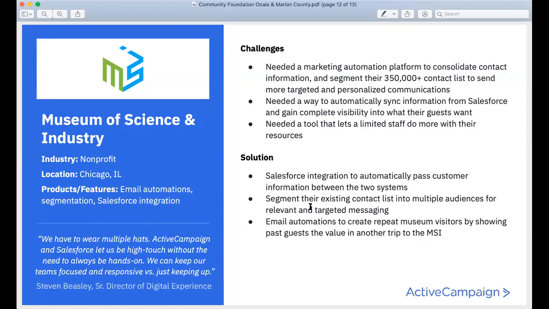And they do also integrate Salesforce with ActiveCampaign. And so they use the tools together to pass customer information between the systems and strategically segment their contact list into the many different audiences, which I'm sure all nonprofits have, whether that is maybe a volunteer or a donor or a member. And they're using this tool to help their limited staff as well do more with their resources.